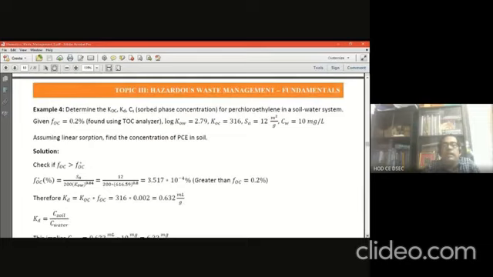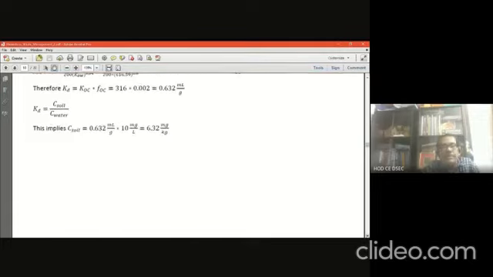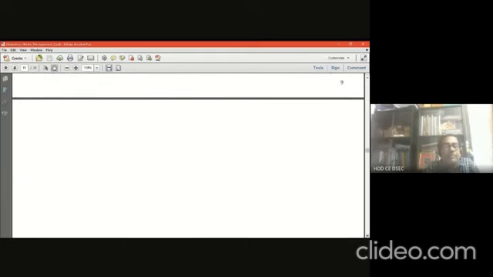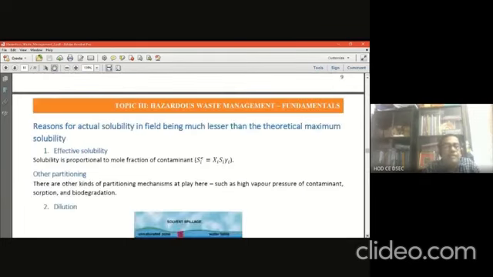Now, hazardous waste management fundamentals. Now, determine the KOC, KD, CS. This example I am just keeping because it is again a mathematical explanation. It is not in your syllabus, so I am skipping that portion.